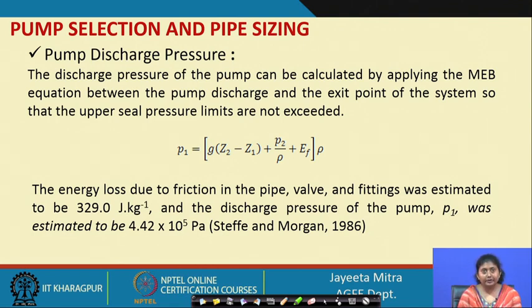So, ultimately we are calculating it from the mechanical energy balance, and for this particular case where the EF value is 329.0 joule per kg, it is coming to 4.42 into 10 to the power 5 Pascal.